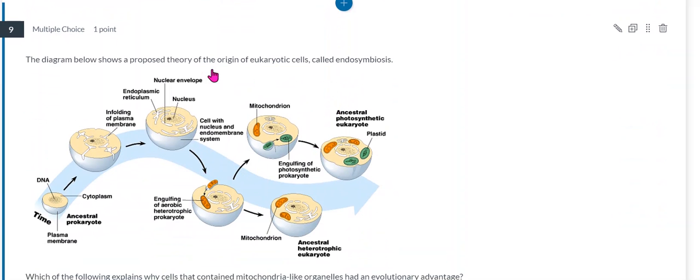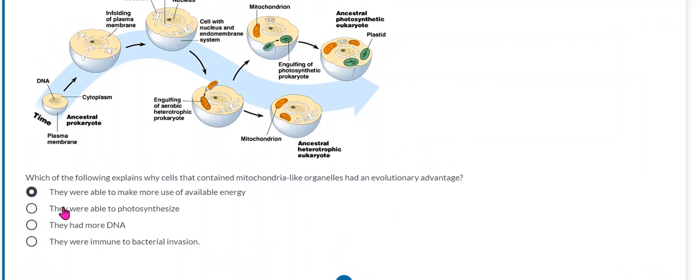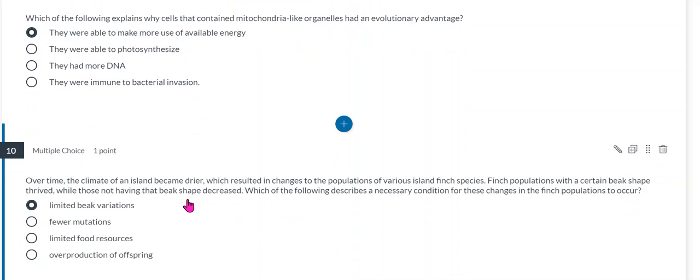What you see here is a diagram below showing the proposed theory of the origin of eukaryotes called endosymbiosis. The question is, which of the following explains why cells that contain mitochondria-like organisms had an evolutionary advantage? Because you can see these mitochondria-looking organisms living in there, they were able to make more use of available energy. So they could break down the complex organic molecules and release the energy, and so they can perform more work, like how mitochondria work in our body.